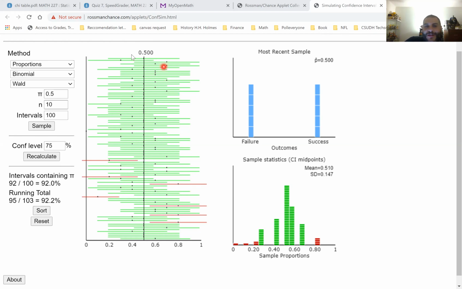All right, so what do you think is going to happen with these lines? Do you think I'm going to get more green lines or more red lines? All right, cool. So we say more red. What do you think is going to happen with these intervals? Do you think they're going to get wider or narrower?